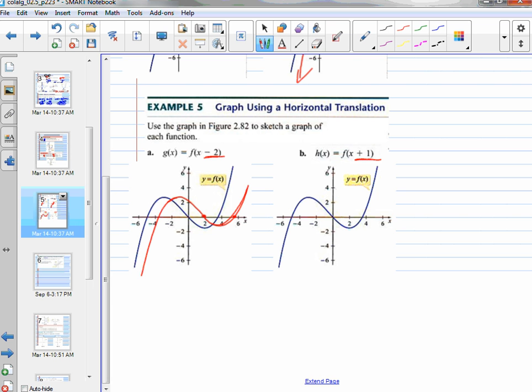What's happened here? Left 1. Everything has just moved left 1. It's going to look something like that. Everything is slid left 1.